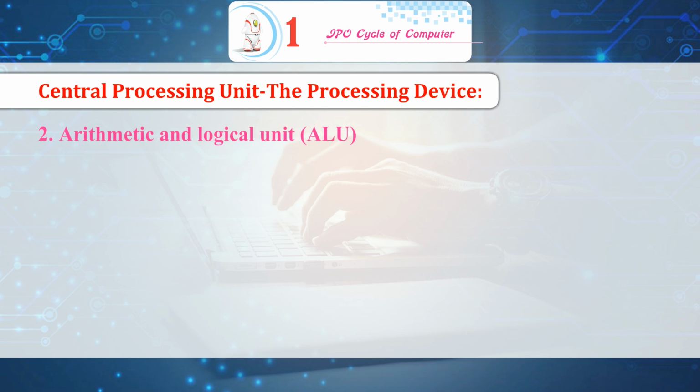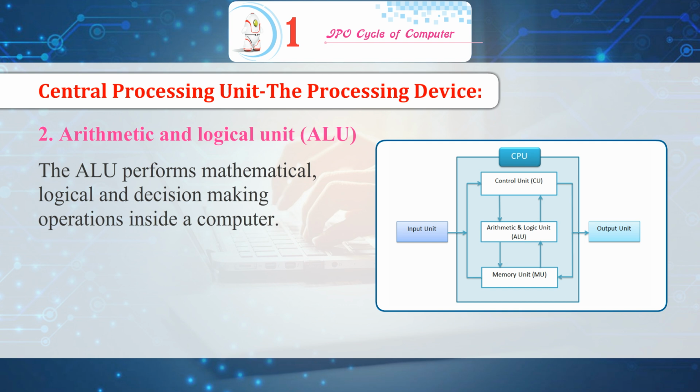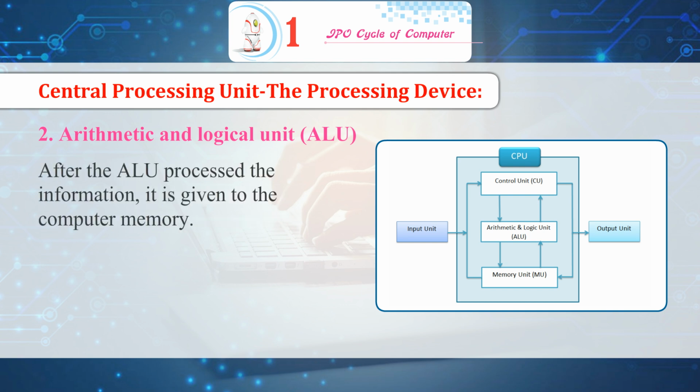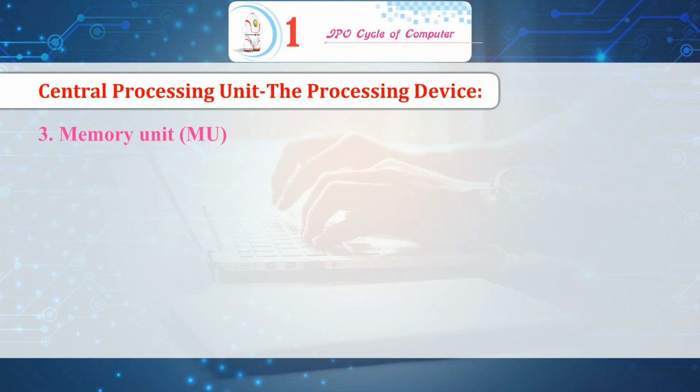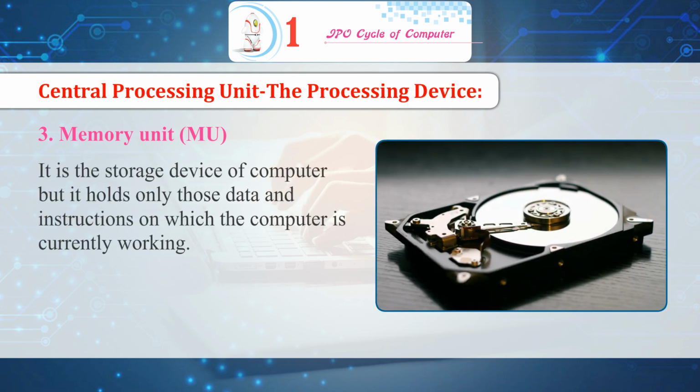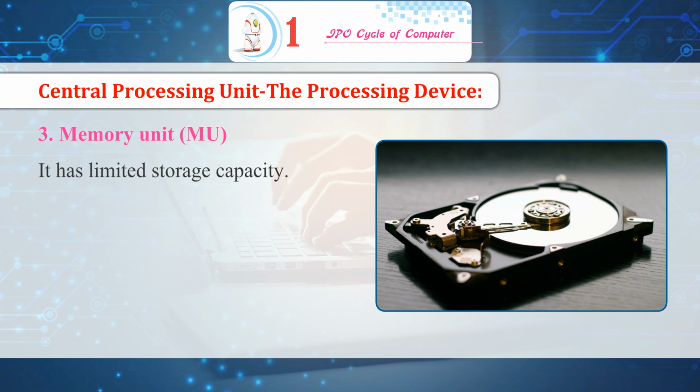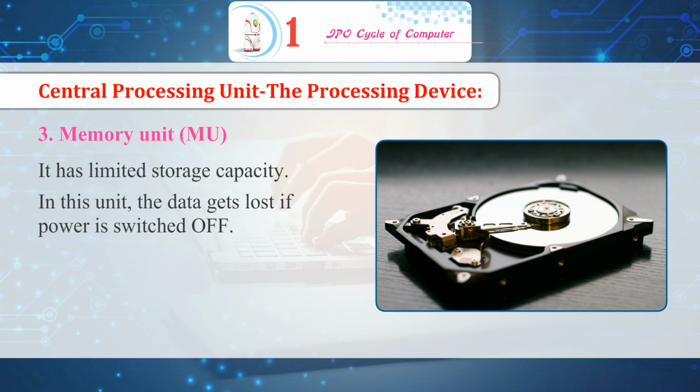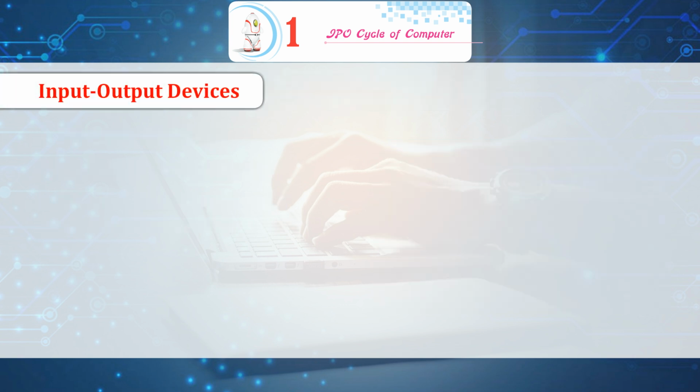2. Arithmetic and logic unit, ALU. The ALU performs mathematical, logical, and decision-making operations inside a computer. After the ALU processes the information, it is given to the computer memory. 3. Memory unit, MU. It is the storage device of the computer, but it holds only those data and instructions on which the computer is currently working. It has limited storage capacity. In this unit, the data gets lost if power is switched off.